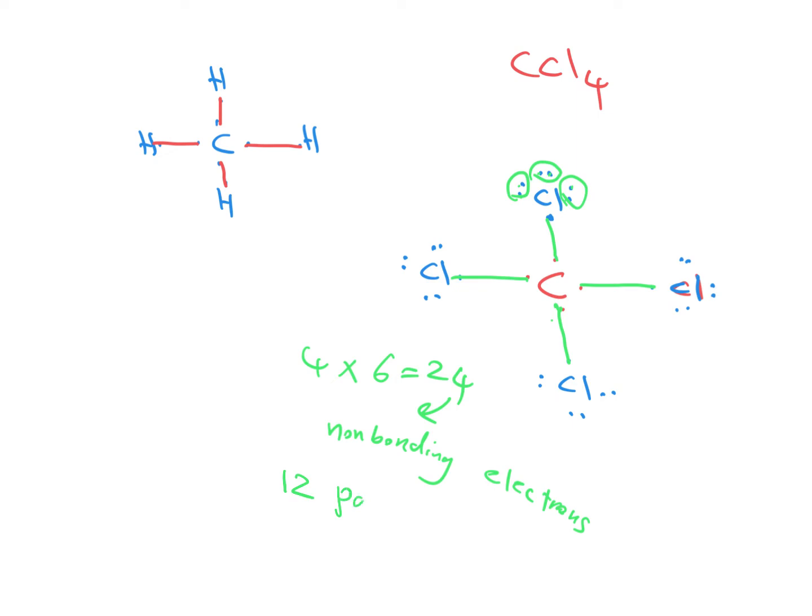It would be 12 pairs of non-bonding electrons, because you count 1, 2, 3, 4, 5, 6, 7, 8, 9, 10, 11, 12. Okay. The other thing that we talk about that is really important, especially for chapter 3, when we talk about Markovnikov's rule, is polarity.